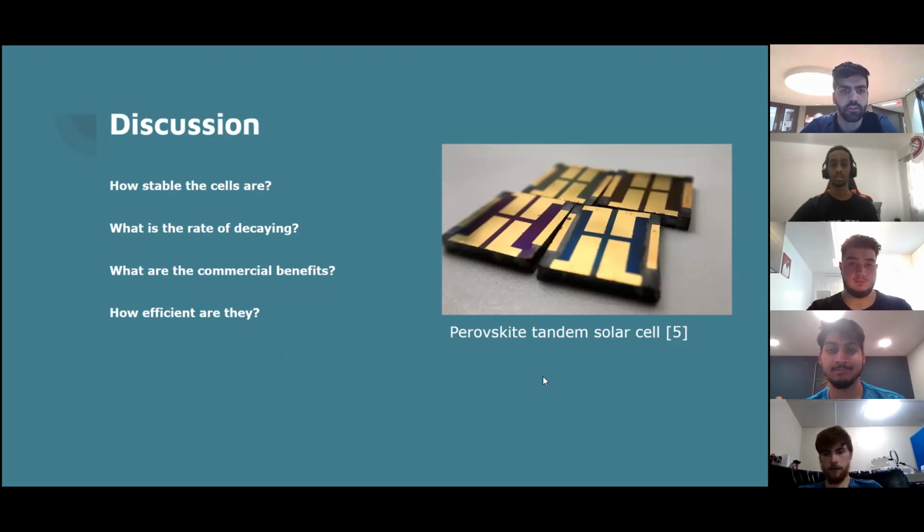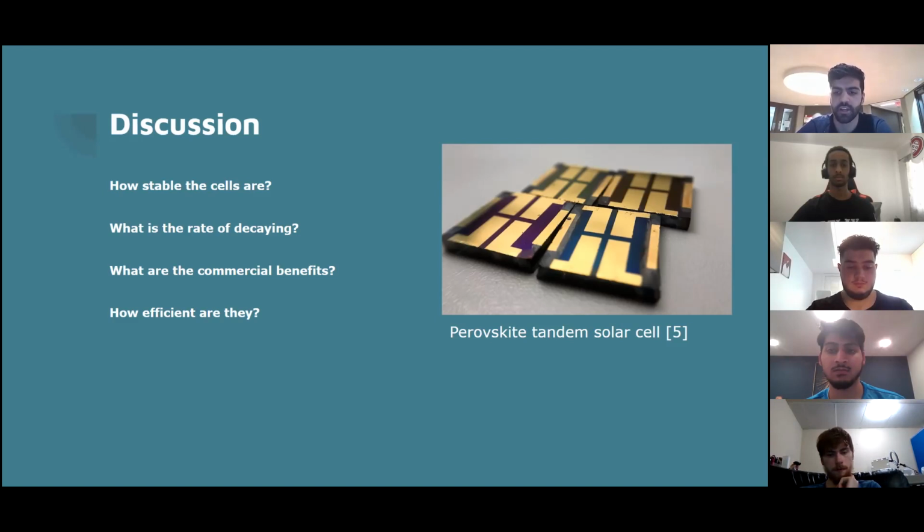Talking about discussion, we're going to talk about four different factors: how stable the cells are, what the rate of decay is, what the commercial benefits of this are, as well as how efficient they are. So for this, the perovskite tandem solar cells are made of composite materials of metal halides. This makes them unstable, and is also the reason why they are not conveniently in public access.